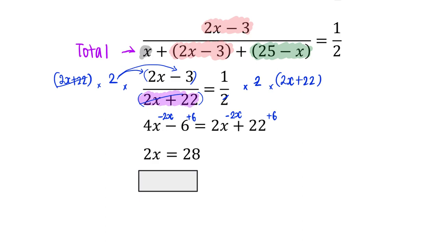4x minus 2x equals to 2x. Negative 6 plus 6, 0. No need to write. 2x minus 2x also 0. No need to write. 22 plus 6, 28. And then, last step would then be to divide by 2. And that would be the answer for this question.